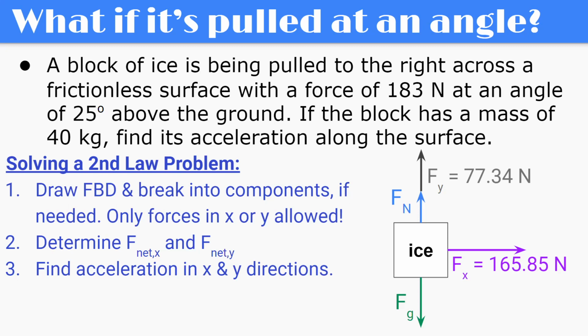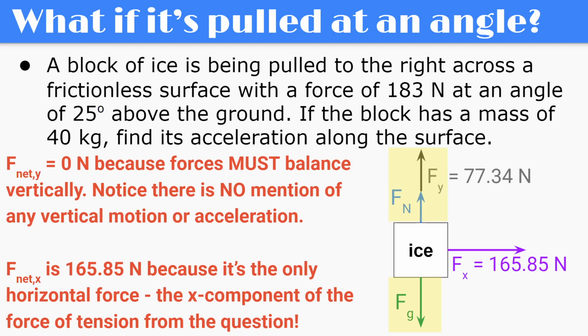And then you can find acceleration in the x and y. So again, in the y direction, I need these to be equal and opposite. Fn plus Fy together need to be equal and opposite to Fg. Because vertically, I need 0 net force because this object isn't accelerating vertically. So F net y needs to be 0. The forces must balance. There's no mention of any vertical motion or acceleration. F net x is 165.85 newtons to the right because it's the only horizontal force that's there. This is the x component of the force of tension from the question.